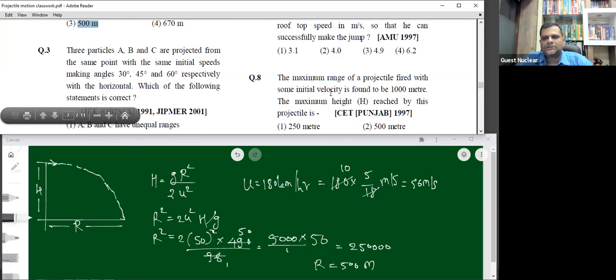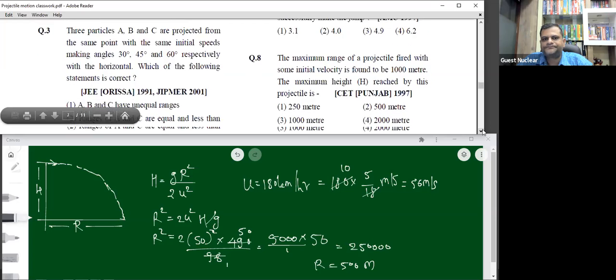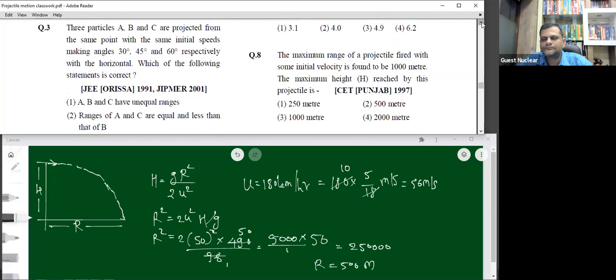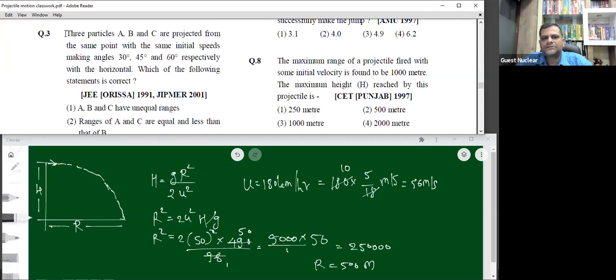See this question number 3 also. 3 particles A, B, C are projected from the same point with the same initial speeds at an angles 30 degree, 45 degree and 60 degree with the horizontal respectively. Which of the following statement is correct?